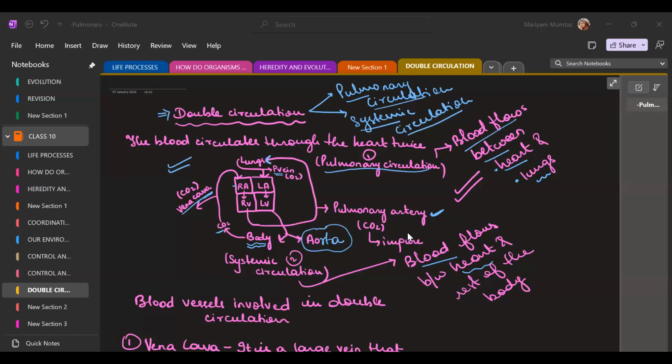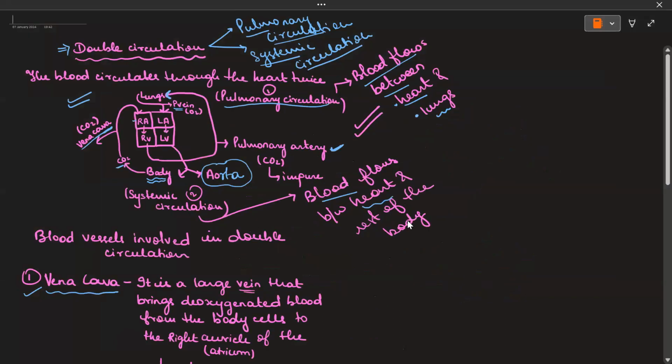This is the double circulation. Why is it double circulation? Because here the blood flows to the heart twice. The double circulation consists of two things: pulmonary circulation and systemic circulation. Pulmonary circulation is wherein the blood flows between the heart and the lungs, and systemic circulation is when the blood flows between the heart and the rest of the body. These two collectively cause the double circulation.